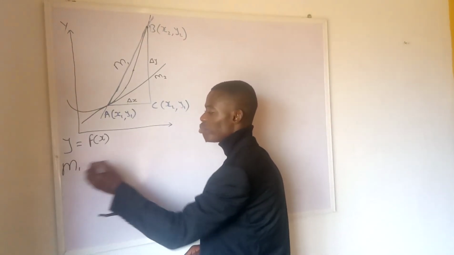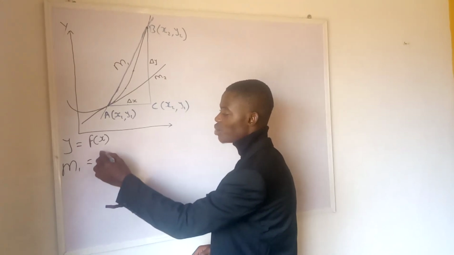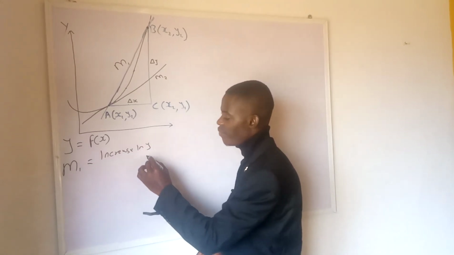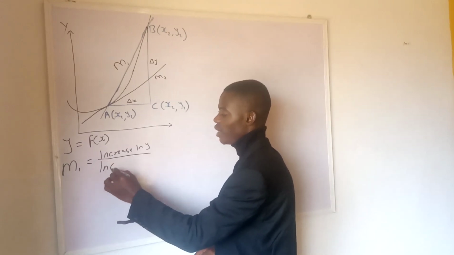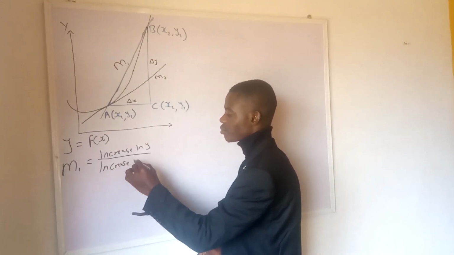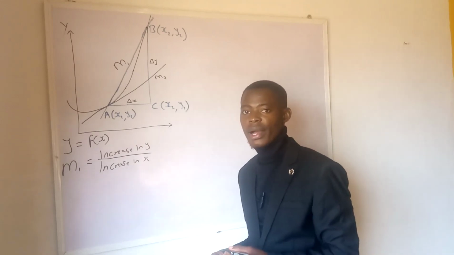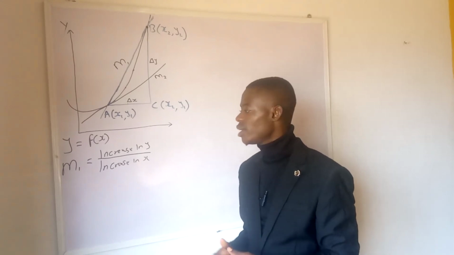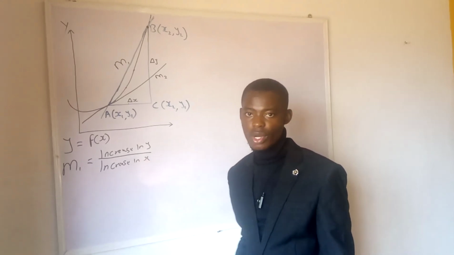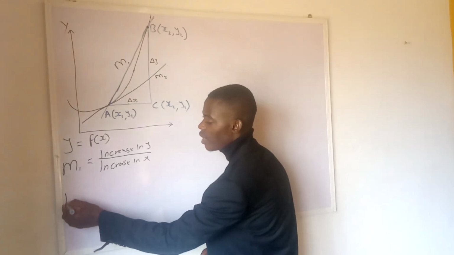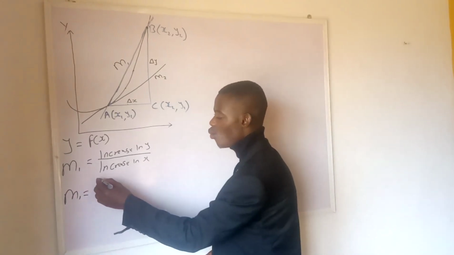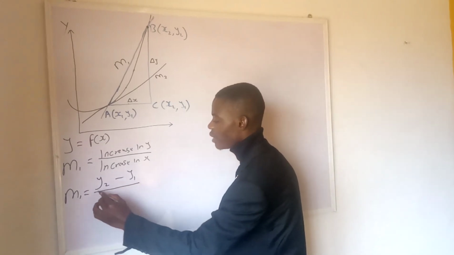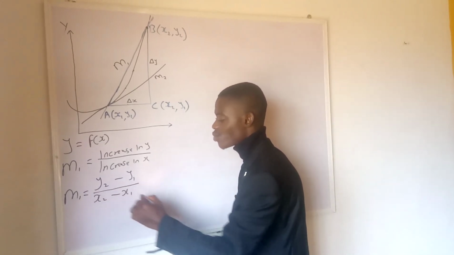We can use the definition of slope to determine M1. From the definition of slope, M1 is equal to increase in y divided by increase in x. However, from coordinate geometry, we learned a formula that can help us to determine M1 in a different form. And that is, M1 can also be equal to y2 minus y1, even though they are referring to the same thing, all divided by x2 minus x1.